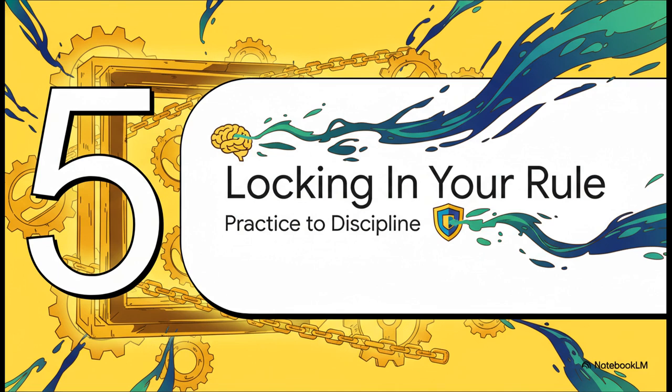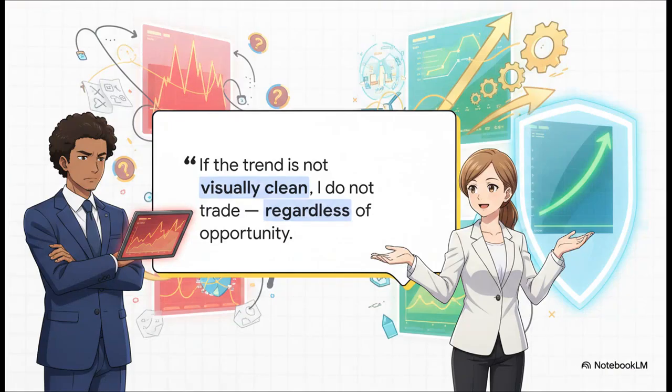Okay, but none of this analysis means anything if it's just a one-time exercise. The whole point is to turn this process into a permanent, unbreakable rule that's baked right into your trading system. This is the rule. I mean it. You need to physically write this down. If the trend is not visually clean, I do not trade, regardless of opportunity. That means even if a stock has great news, even if you think it's a bargain, even if everyone on Twitter is buying it, if the chart structure isn't clean, you stay away.